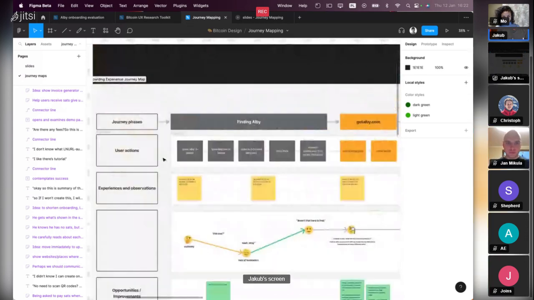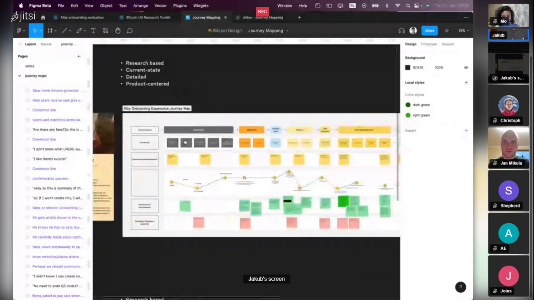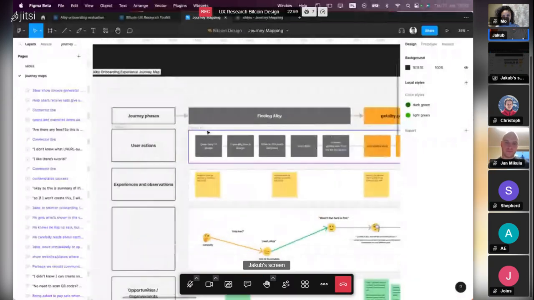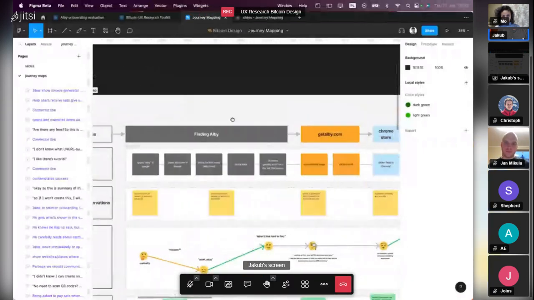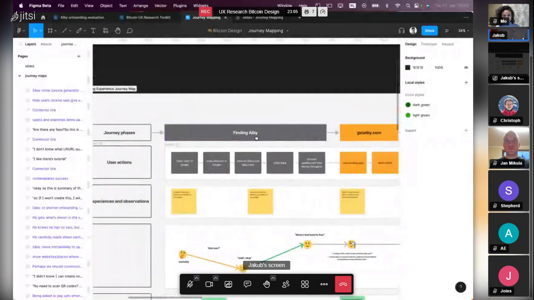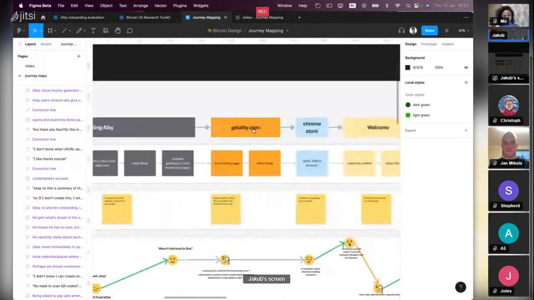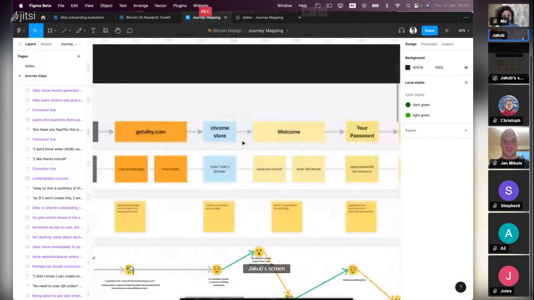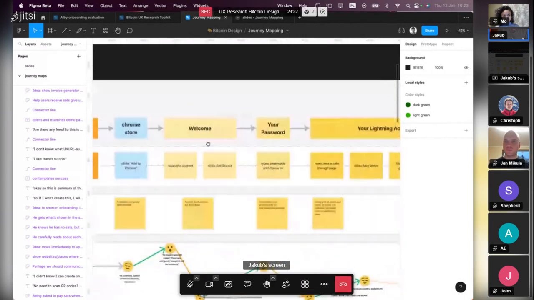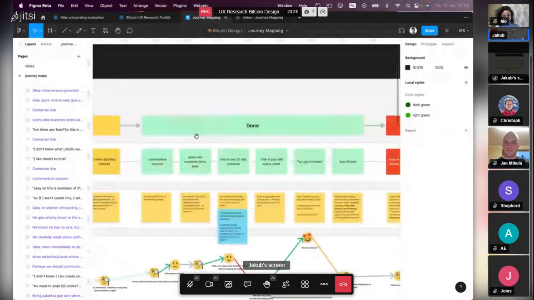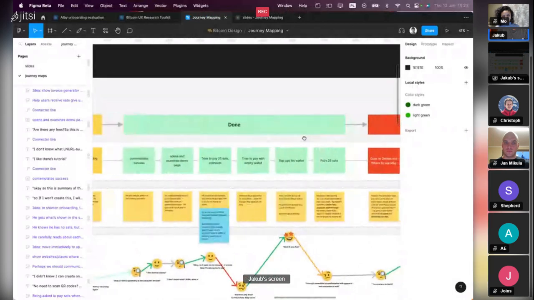So yeah, I don't think it's worth going through the whole journey map, but just to show you the phases, a very high level view. There's finding Alby. So this is the part where he was trying to find any information about Alby and just landed on the landing page. Then he chooses to install it from the Chrome store. Then these yellow ones are steps in Alby's onboarding. This is the last step of Alby's onboarding.